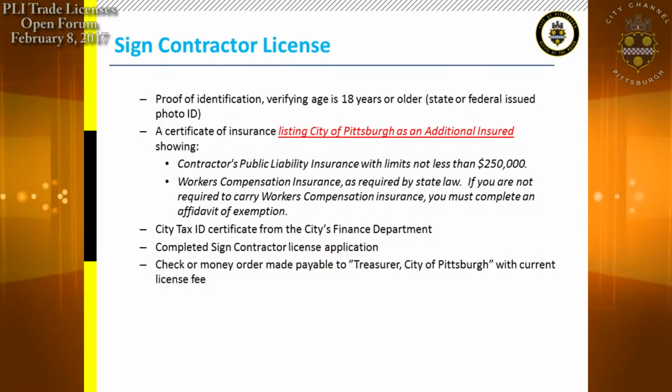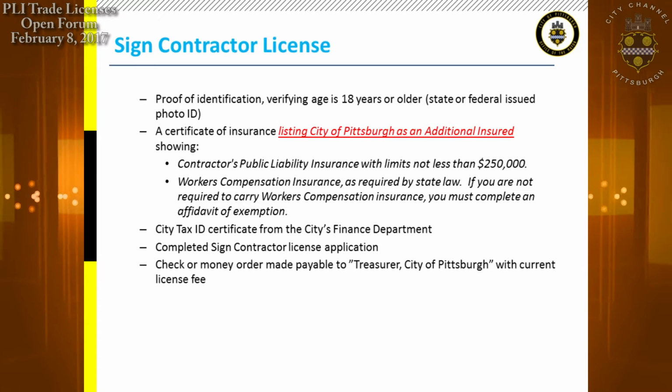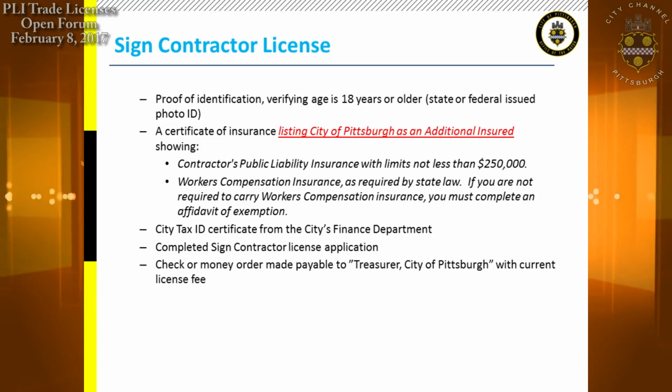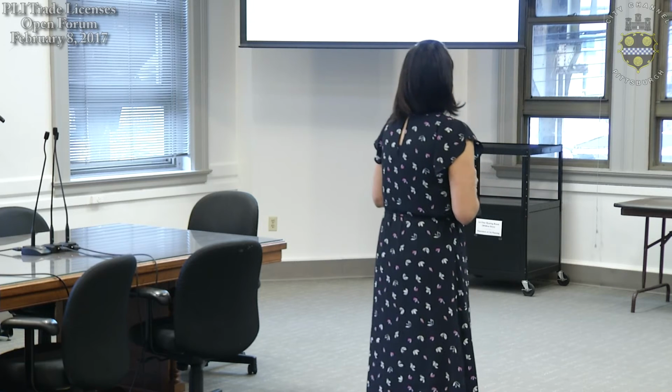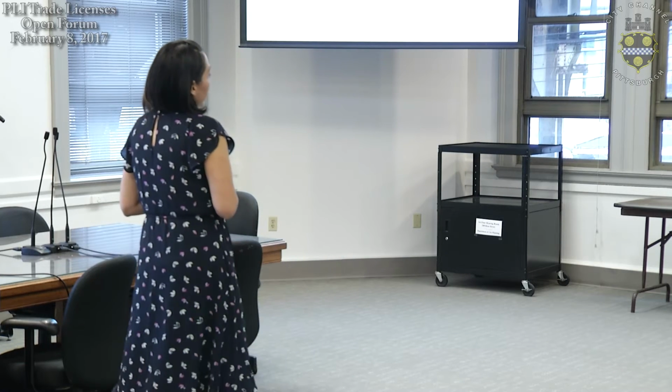For sign contractors, again, proving that you're 18 and older, certificate of insurance listing the City of Pittsburgh as an additional insured. Same thing with the general contractor. If you have employees with you, you have to provide workers' comp, tax ID, completed application, and a check for the correct amount.